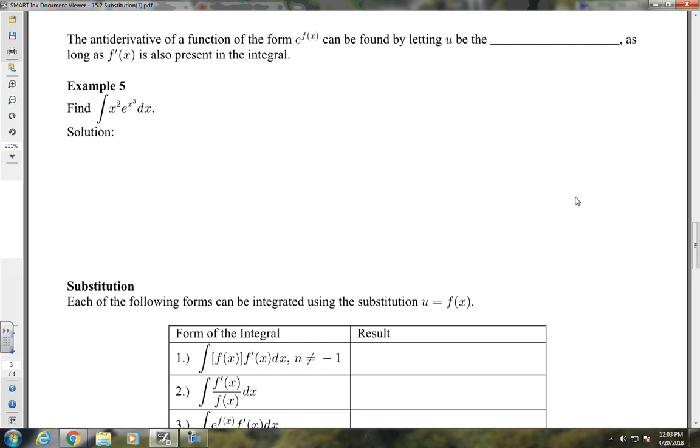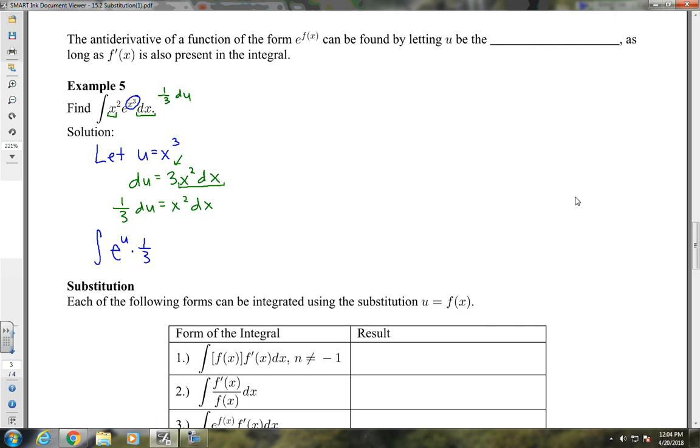If you have some sort of function of x for the exponent on an e, choose that as your substitution. Then differentiate both sides. Left side is du, right side is 3x squared dx. Now I can see the x squared dx matches the leftovers here, but I'm going to have to get rid of that 3. So multiply both sides by 1/3. And we can see then we'll replace the x squared dx in the original problem with 1/3 du.